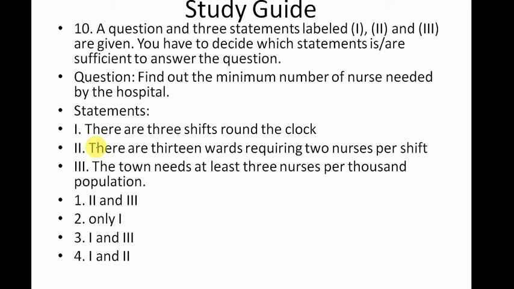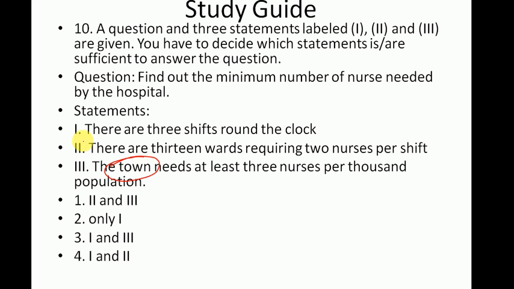What does the third statement say? We should go to the third statement before any conclusion. The third statement says the town needs at least 3 nurses per 1,000 population. Statement 3 is talking about the town, and we are not interested in the town. We are interested in the hospital. So only statement 1 cannot give us the conclusion of how many nurses are required.